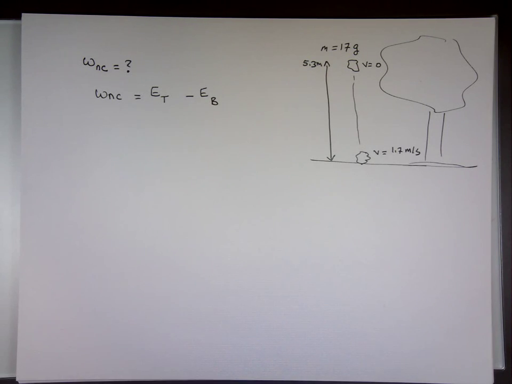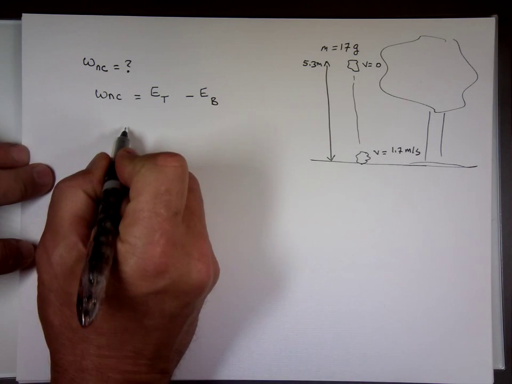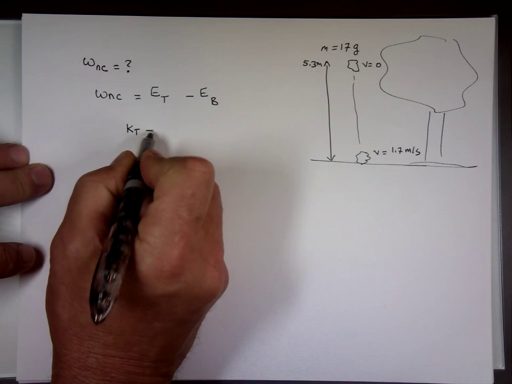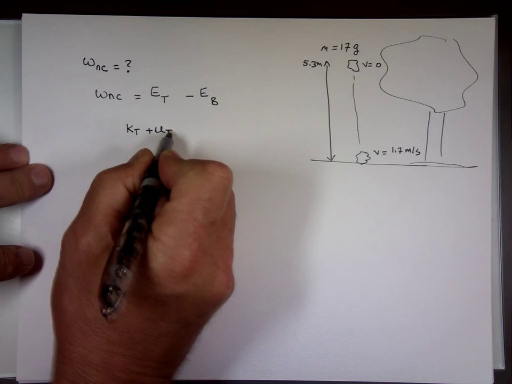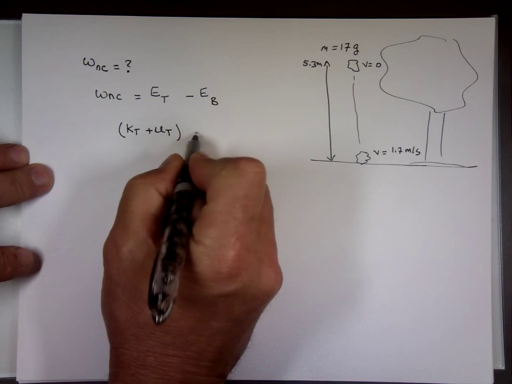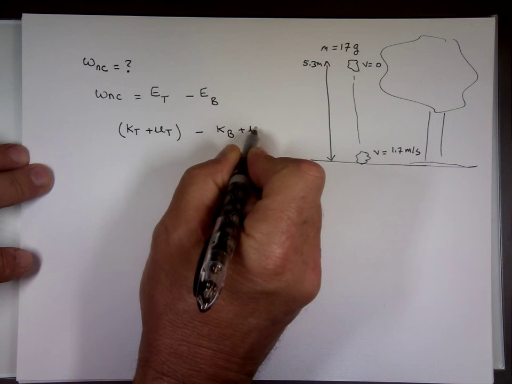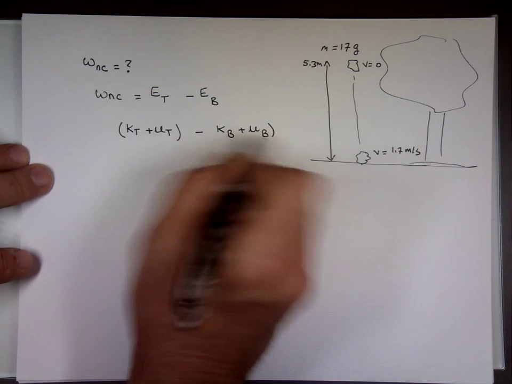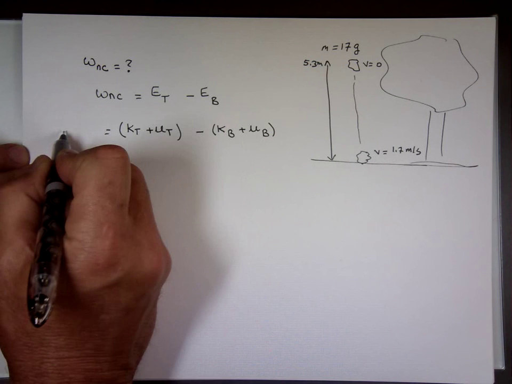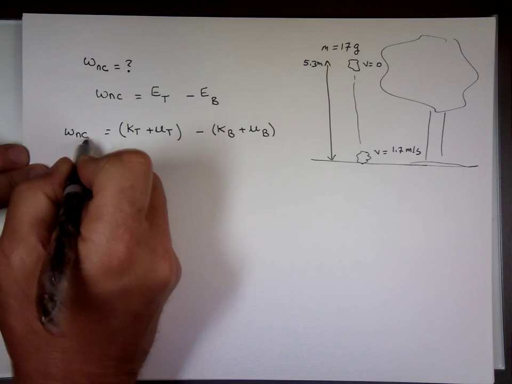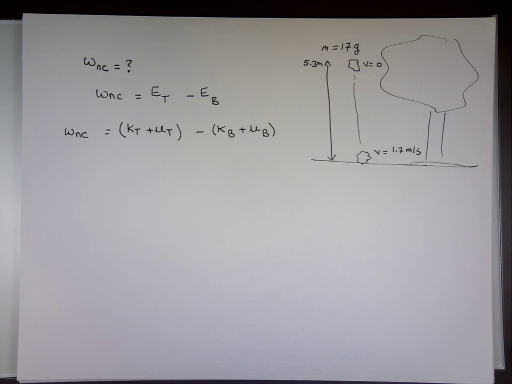What's the mechanical energy at the top? It is the kinetic energy at the top plus the potential energy at the top. And what is it at the bottom? It's the kinetic energy at the bottom plus the potential energy at the bottom. The difference between them is the work done by the friction force, by the air, the non-conservative force.